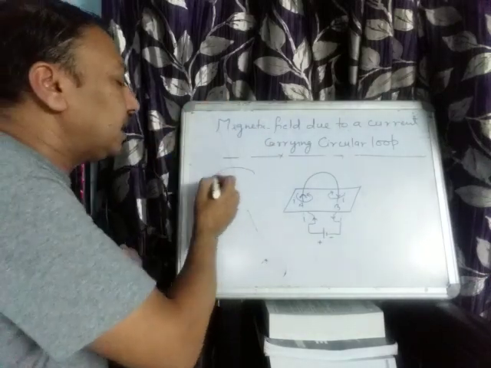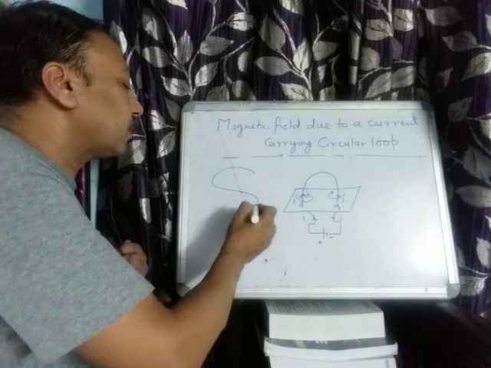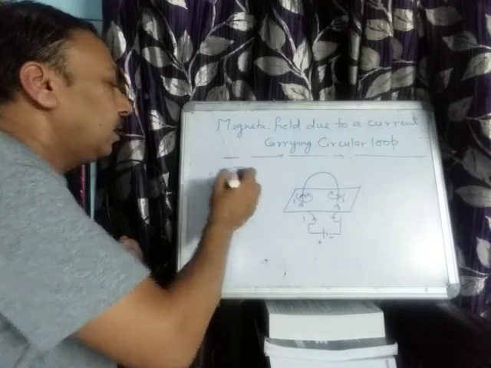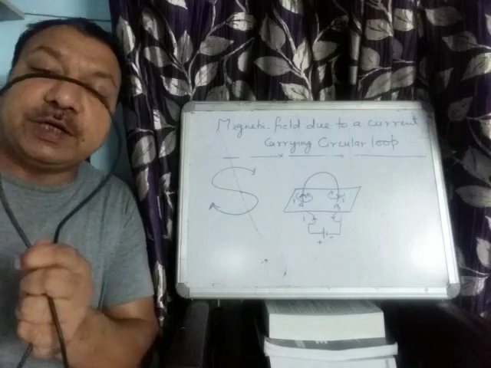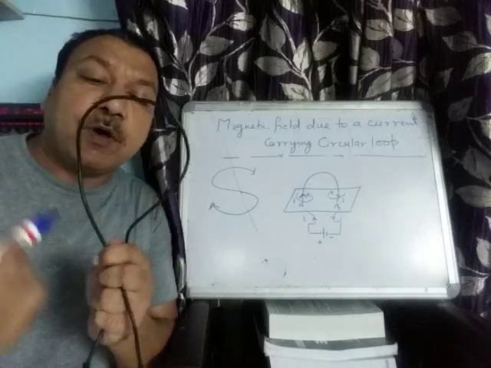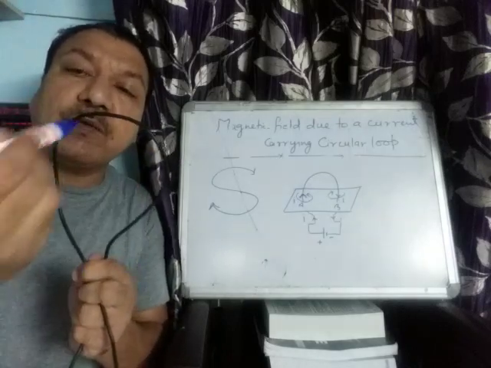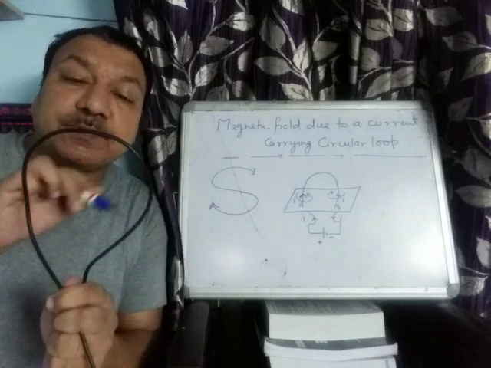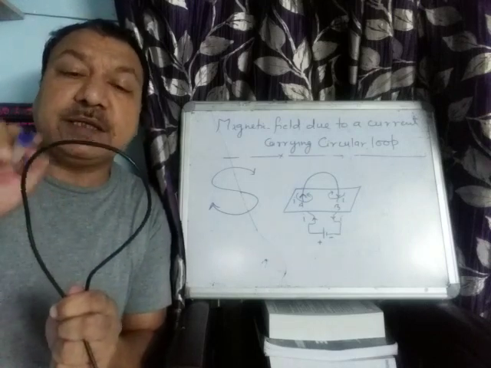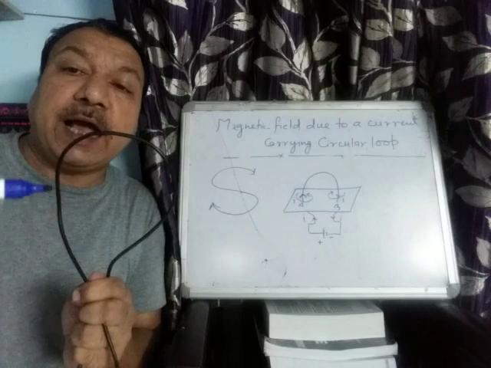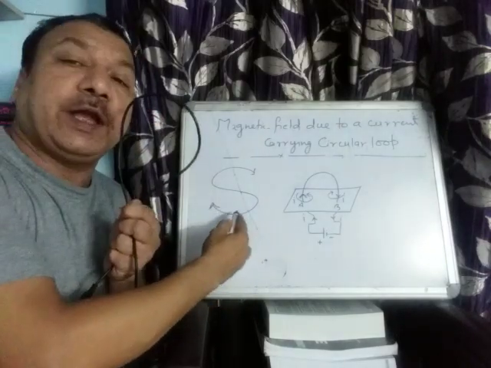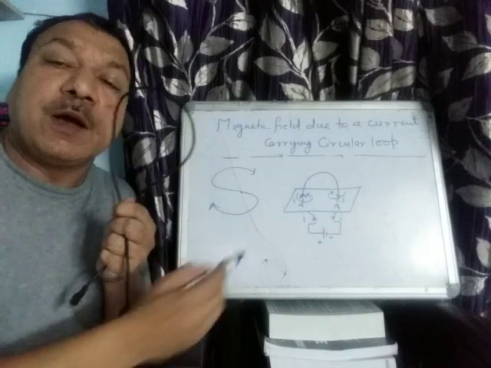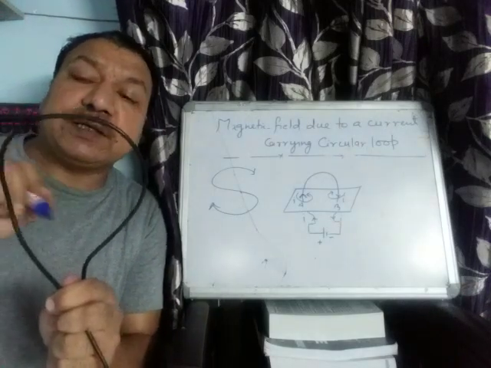So if the current is clockwise, the pole is south pole. For you it is clockwise, but for me it is anti-clockwise. You will see that and say, no sir, it is clockwise. So clockwise means from your end the south pole will be formed, but for me the current direction is anti-clockwise.